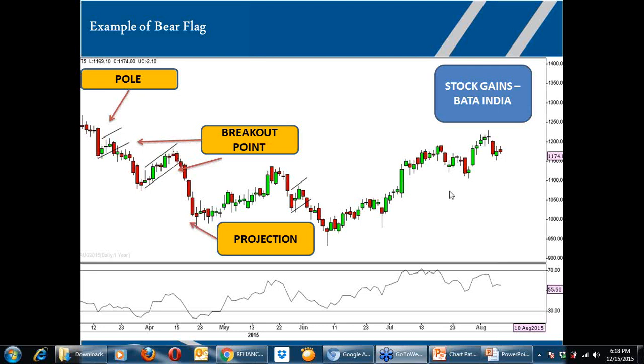So you can see that flag is a very interesting pattern. I have shown you this on daily, and in intraday too it keeps forming, and it gives us fantastic opportunities to trade.